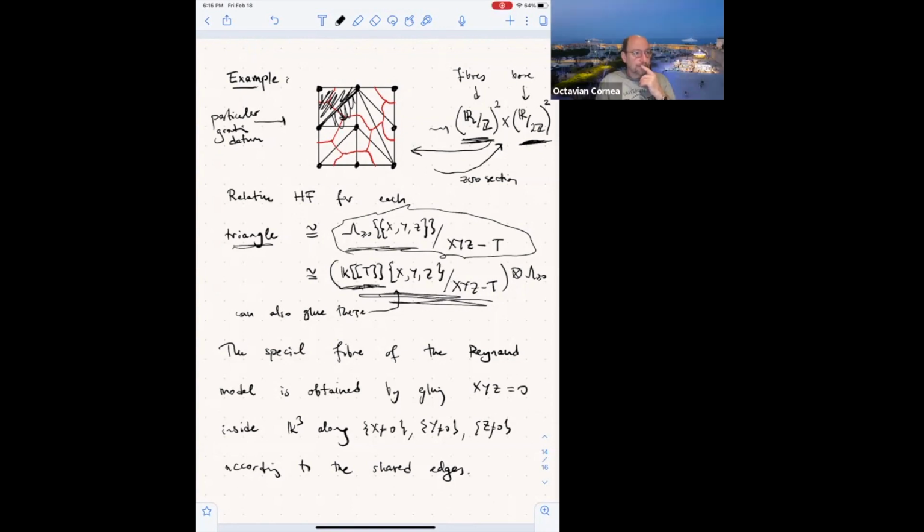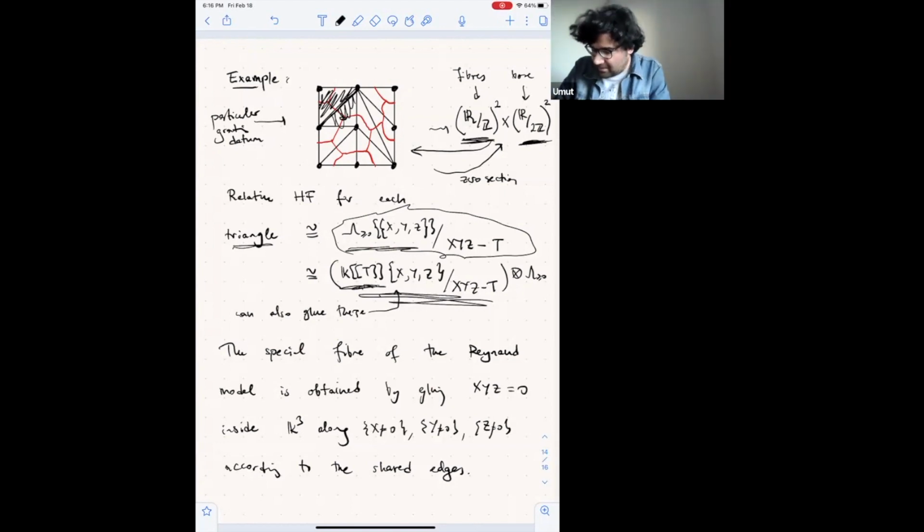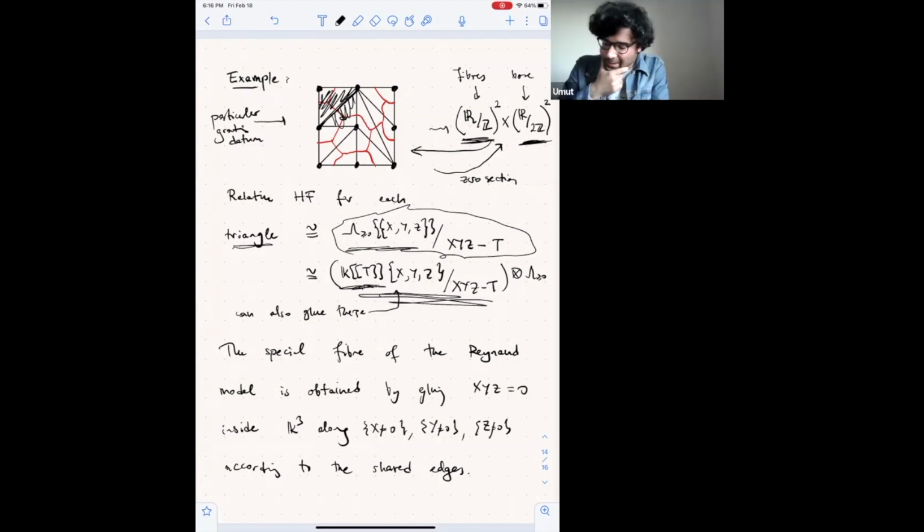Can you make a kind of conclusion of the last part of the talk? So you are gluing things from these pieces, and so what is the conclusion? Yeah, so, good question, a good question that I don't have a very good answer to.